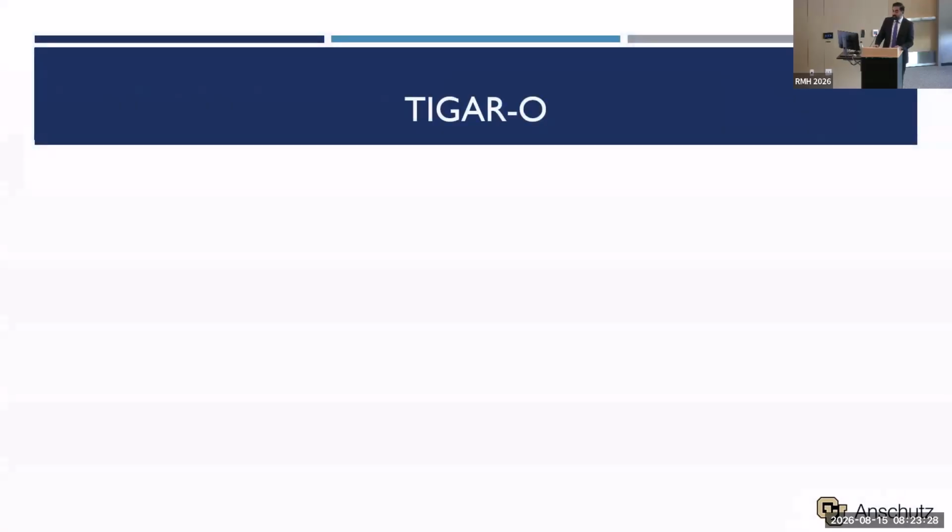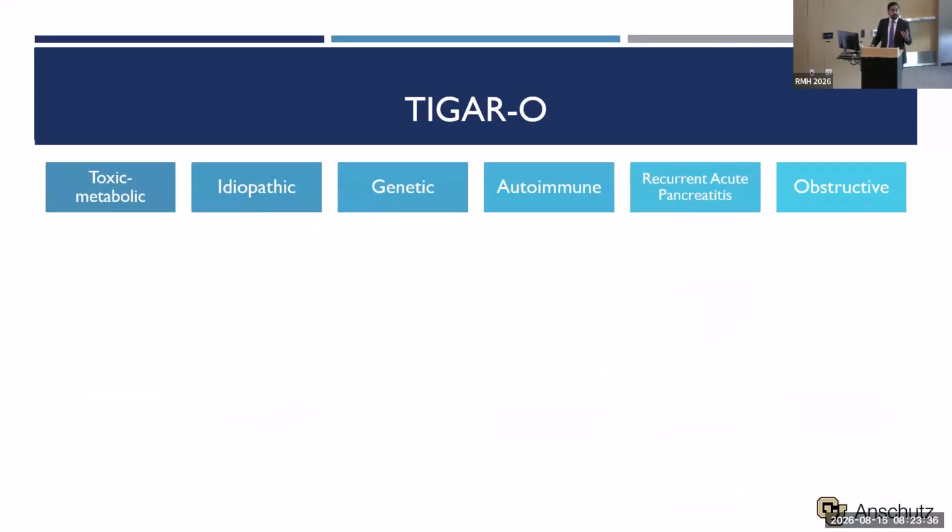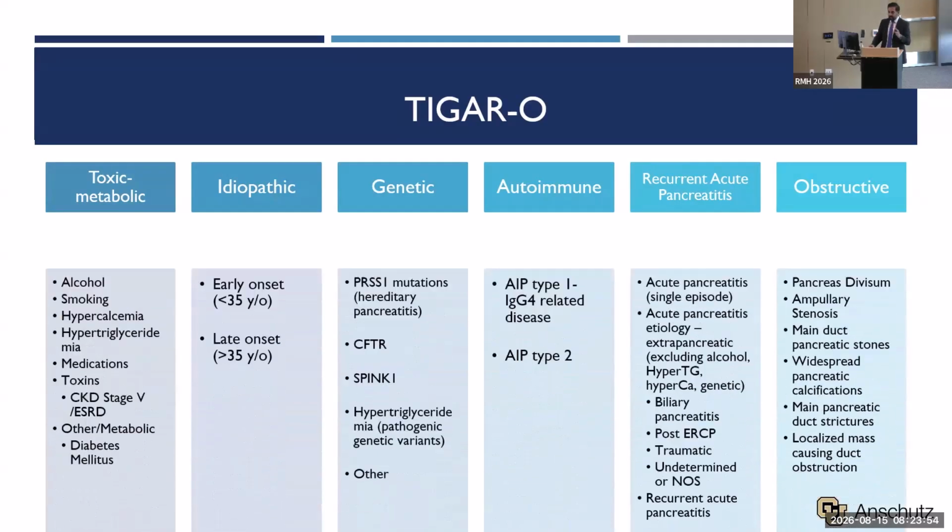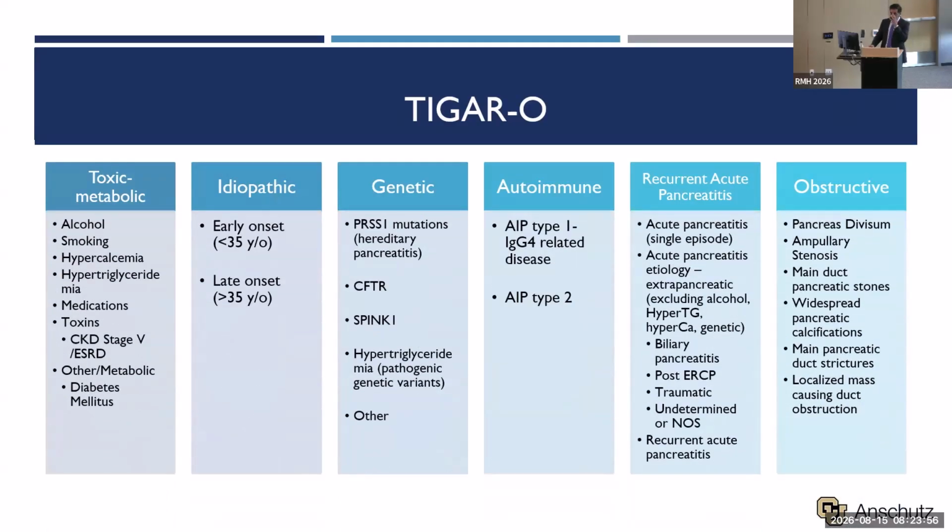So let's talk about what our differential is and what the cause is. If you remember the acronym TIGER-O, this goes over the major causes of chronic pancreatitis. When I see patients, I have a checklist that goes over all of these things to ensure that I've covered them. That includes toxic metabolic, idiopathic, genetic, autoimmune, recurrent acute pancreatitis, and then obstructive etiologies. I'm not going to go over all of these in detail today, but just highlight a few.